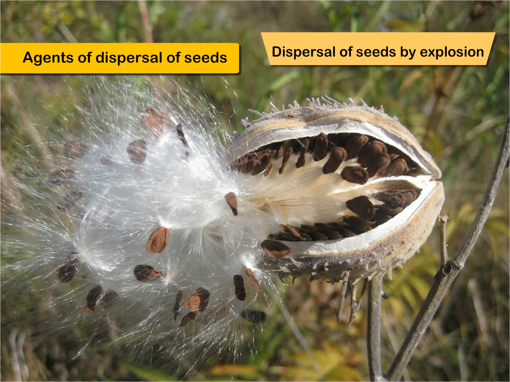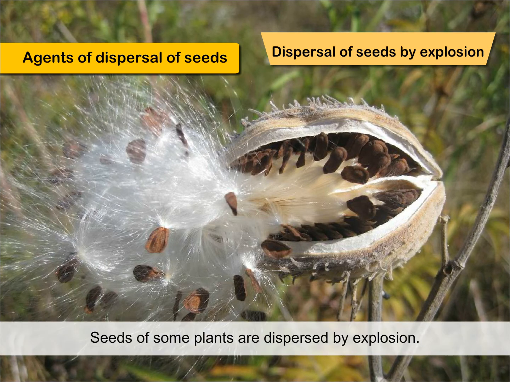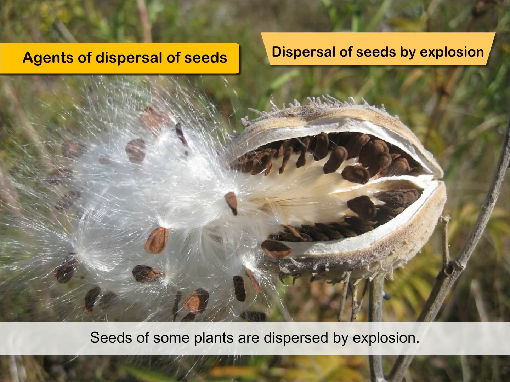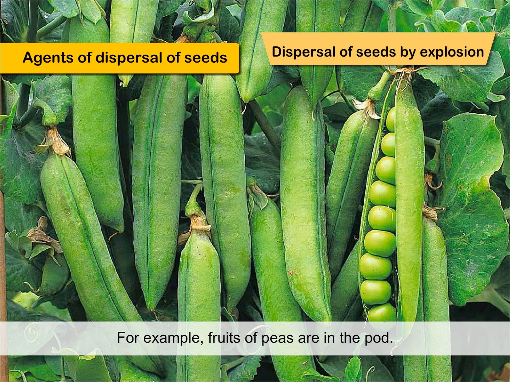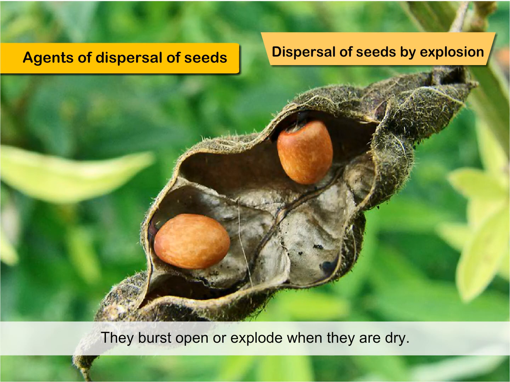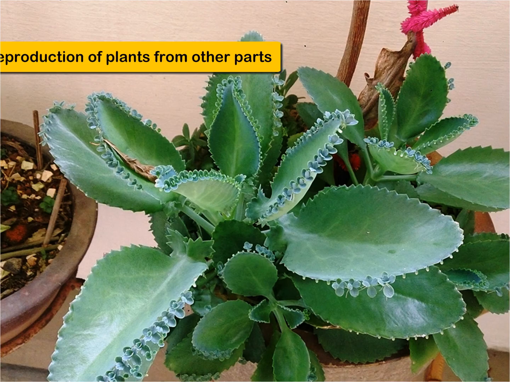Dispersal of seeds by explosion. Seeds of some plants are dispersed by explosion. For example, fruits of peas are in the pod. They burst open or explode when they are dry. As a result of explosion, the seeds get scattered.